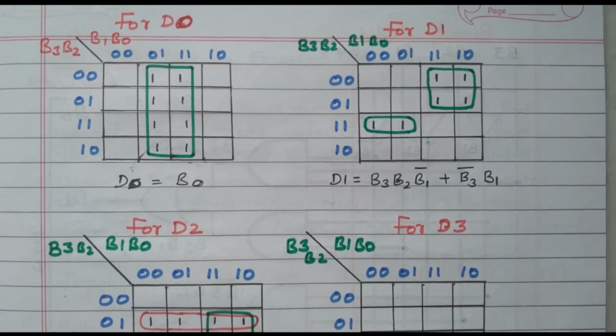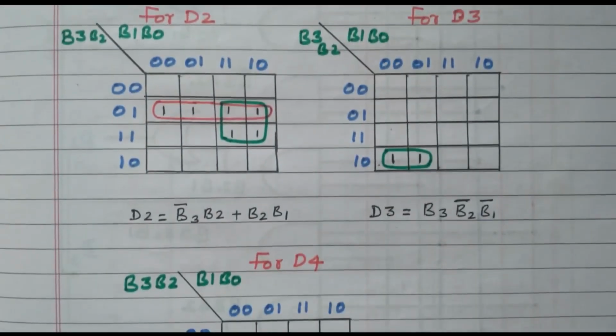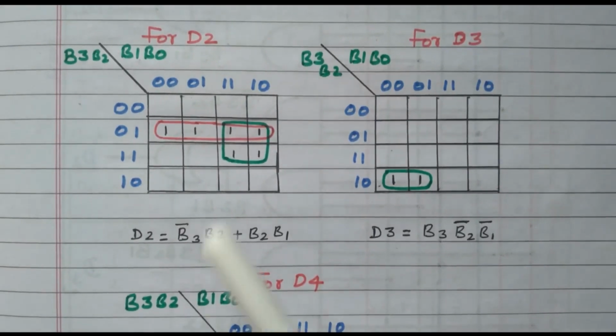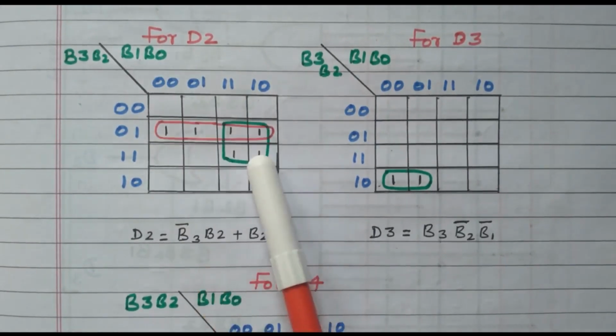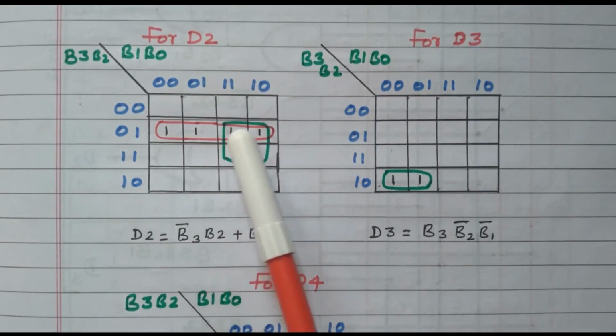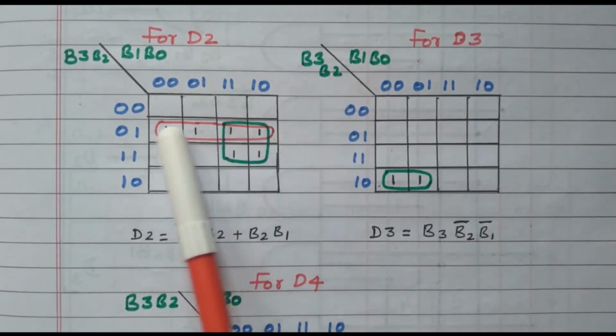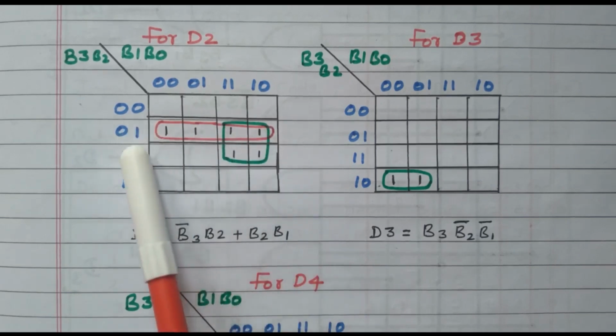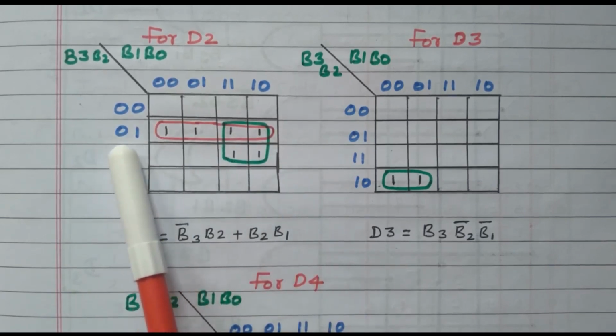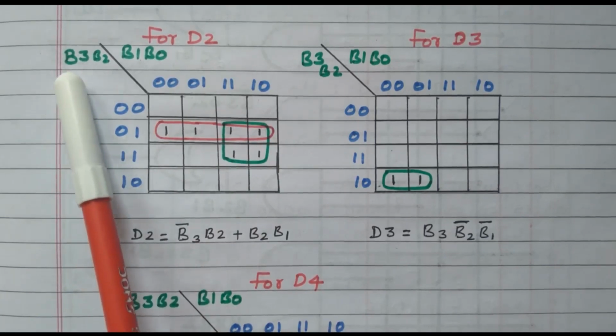Similarly, we will go to D2. For D2, there are again 6 ones available. These 4 ones are grouped together. These 4 ones are grouped together. While grouping these 4 ones, we have to refer to the corresponding second row. 0 1. 0 1 means B3 dash B2. 0 means B3 dash.